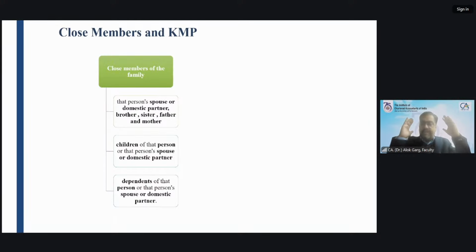Parents will be the related party of this person. We are asking about a relative. Who will be considered as a relative? Relative of whom? Relative of this person.